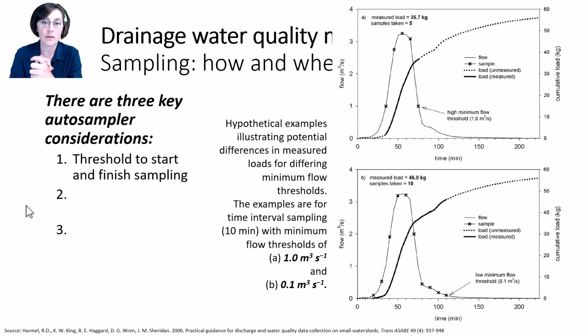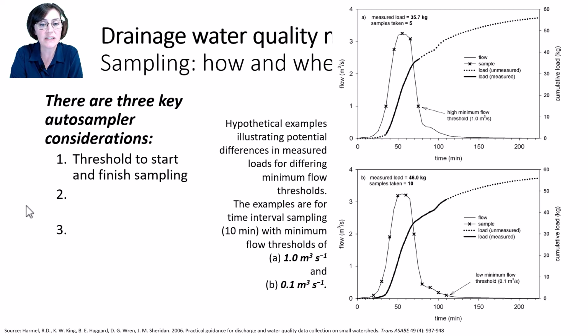Firstly, we need to consider when the autosampler kicks on and off. Generally, a minimum flow depth or flow rate threshold is set in the programming to kick the autosampler on. When flow exceeds that minimum criteria, sampling begins and continues as long as the flow remains above that threshold.